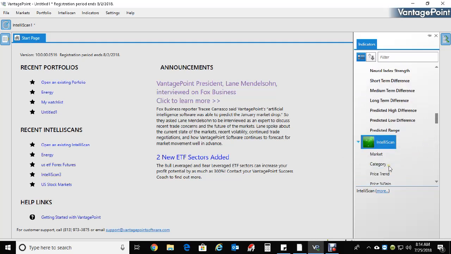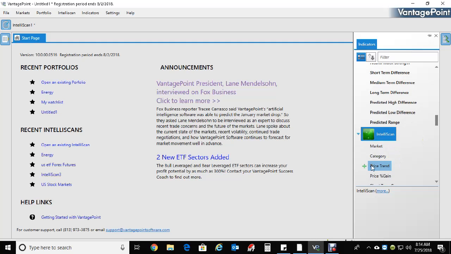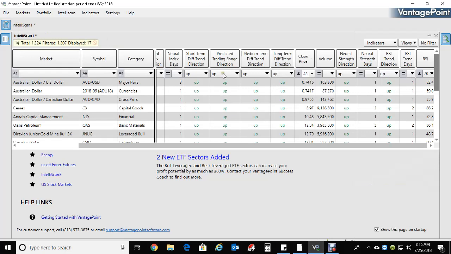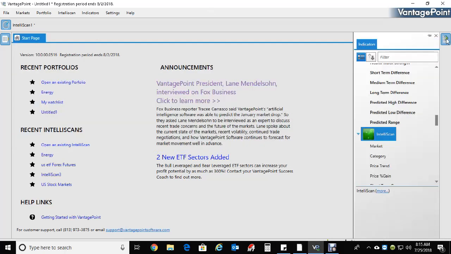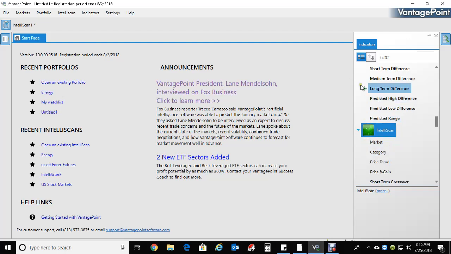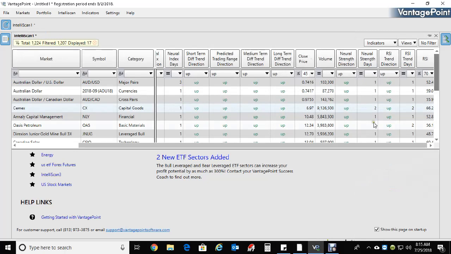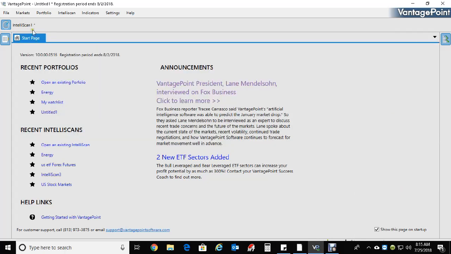So here's my question. How do I know which indicator I have already added? Does it give you a different color to show that you have already added this? It doesn't show up there, or do I have to make a list? No, but you'll get used to them. So we already have the short-term direction, the predicted trading range. All of these indicators came from your IntelliScan. So it's not going to double add it. If you click on it and it doesn't add it to your IntelliScan, you already have it.